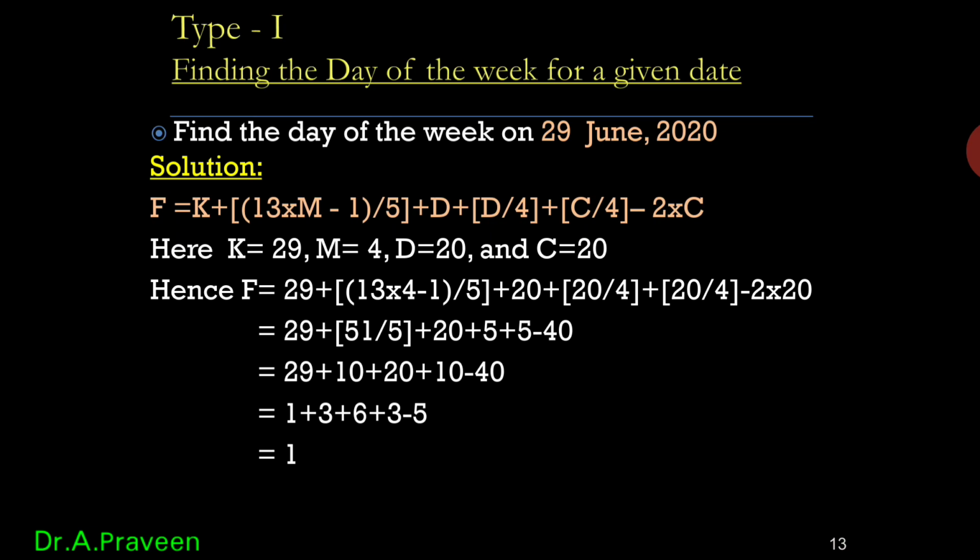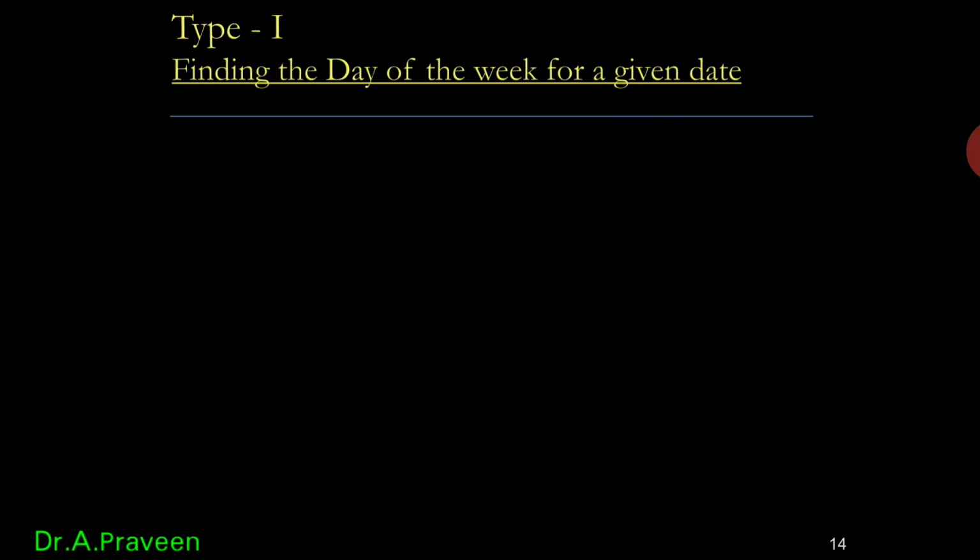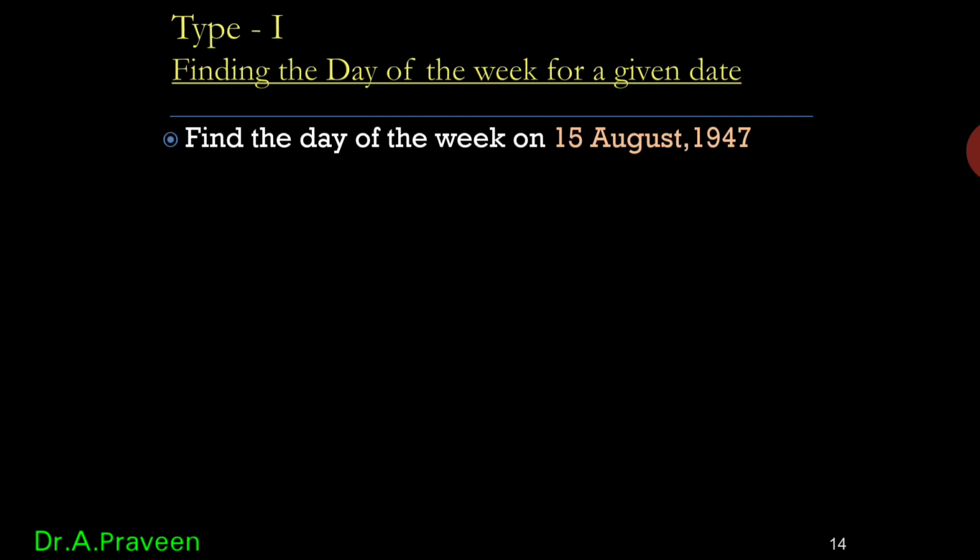So whatever may be the way you proceed, you will get the same answer. And as per the table, 1 corresponds to Monday. So therefore 29th June 2020 is a Monday. Let us see what is the day of the week on 15th August 1947.